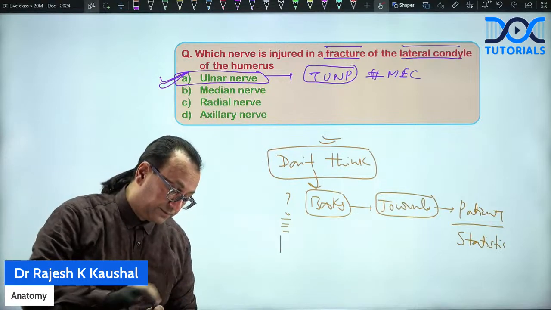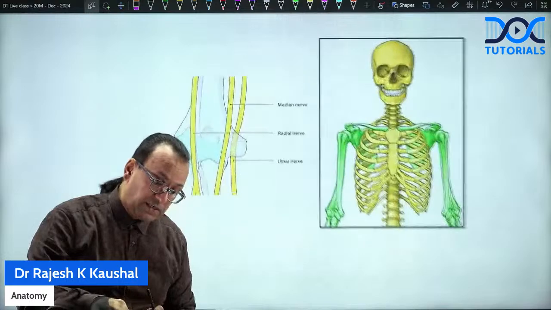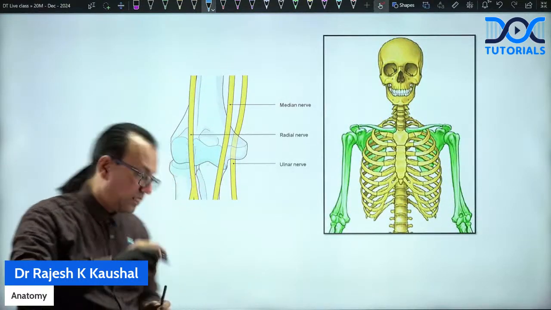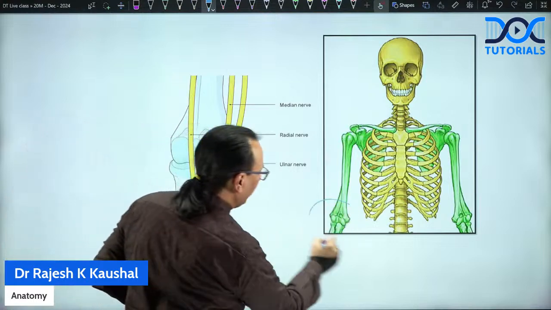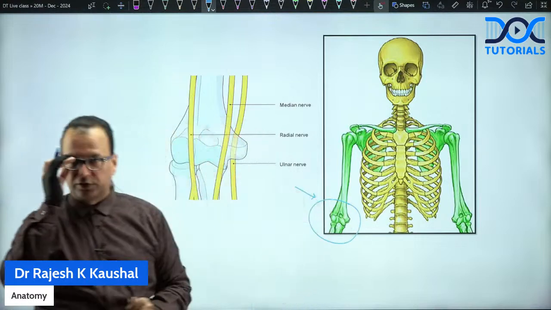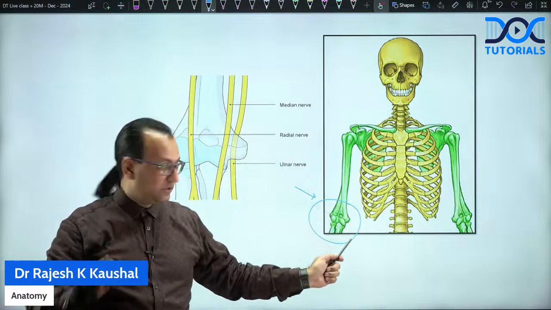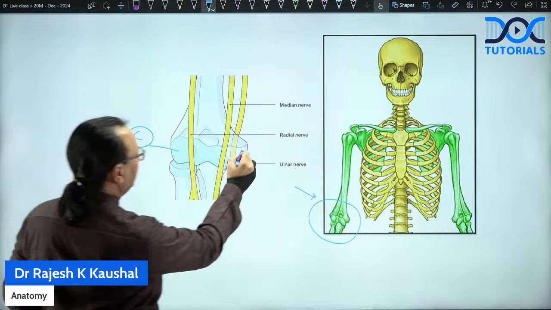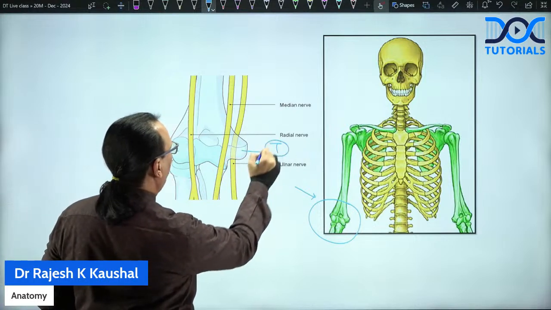Now the thing is, this is how it is. If you look at the detail, you will find that we are focusing upon right-sided lower humerus. Right-sided lower humerus means this is capitulum, the lateral condyle. This is the trochlea, the medial condyle.